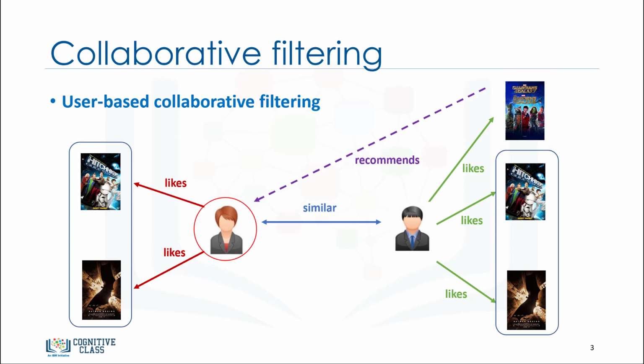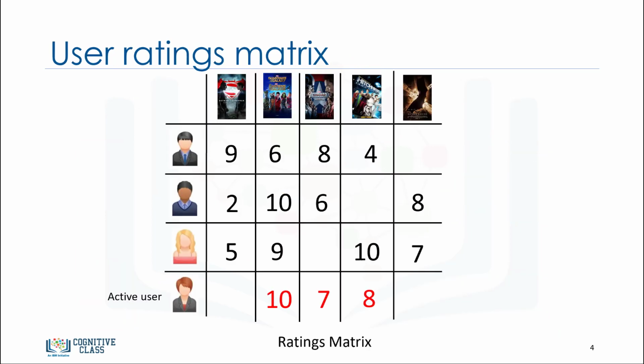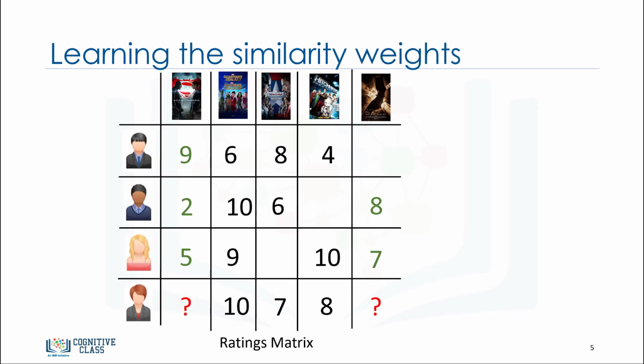Now, let's dive into the algorithm to see how all of this works. Assume that we have a simple user item matrix which shows the ratings of 4 users for 5 different movies. Let's also assume that our active user has watched and rated 3 out of these 5 movies. Let's find out which of the 2 movies that our active user hasn't watched should be recommended to her. The first step is to discover how similar the active user is to the other users. How do we do this?